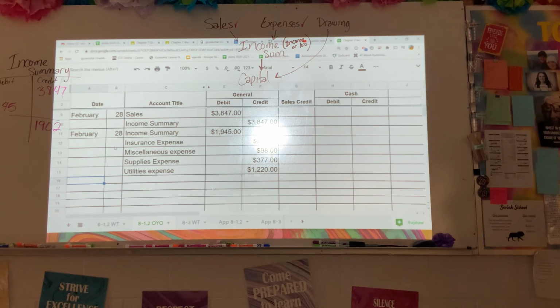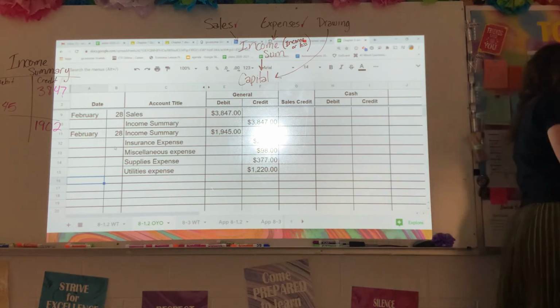So if we end up with a credit in income summary, what do we gotta do to get rid of it? If we have a credit in income summary right there, the 1,902, what do we need to do to get rid of it and get it to zero? Subtract. How do you subtract in accounting? If I have a credit, how do I subtract to get to zero? Debit. Debit, okay? So we are going to debit income summary.